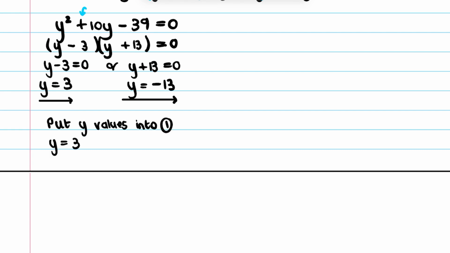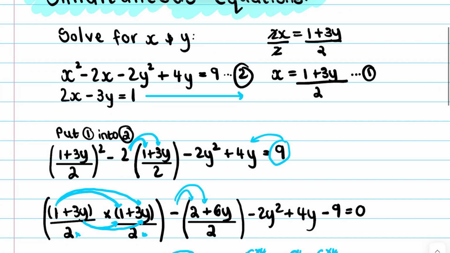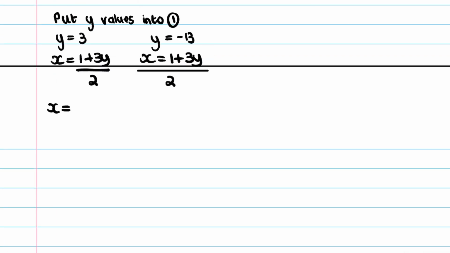Simply write your y values down and then write your formula down that you manipulated in the beginning in case you need a quick reminder. This is the formula we are going to plug our y values in. This is equation number 1. And now what we're going to do is simply plug in. So we have x is equal to 1 plus 3 times 3 over 2. That's going to give us x is equal to 5.